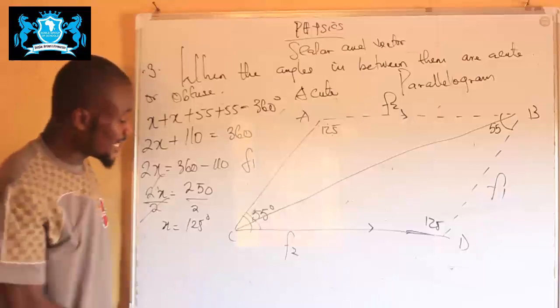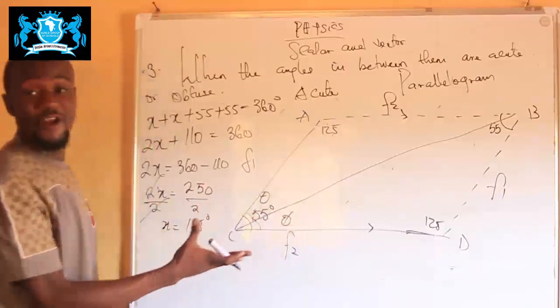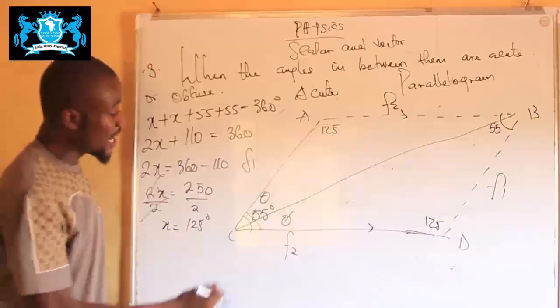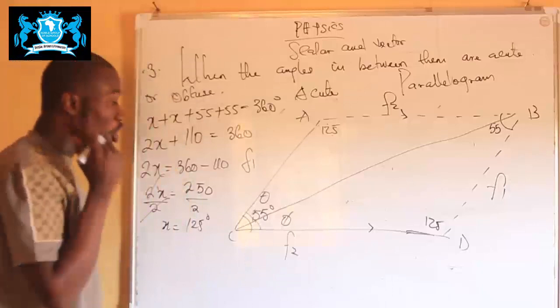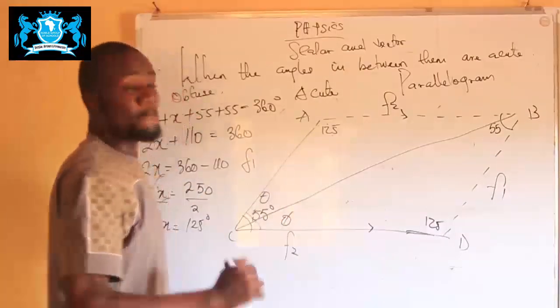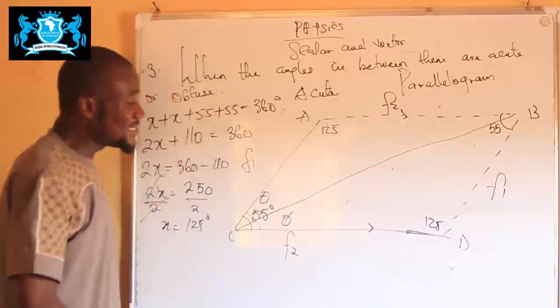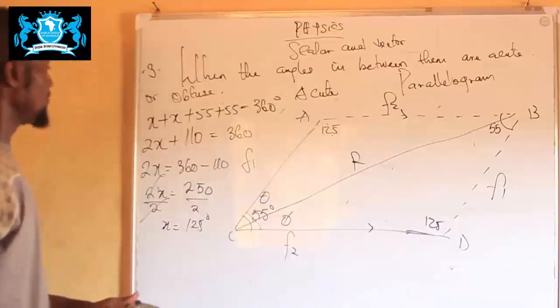Now, it doesn't mean that the angle this side, let's call here theta and let's call here phi, you know there are two different representations, should be 55 divided by 2. No. Now, for us to be able to get the angle, we need to get the resultant force. The resultant force, as I told you, is the diagonal of that shape. So here now is the resultant force.